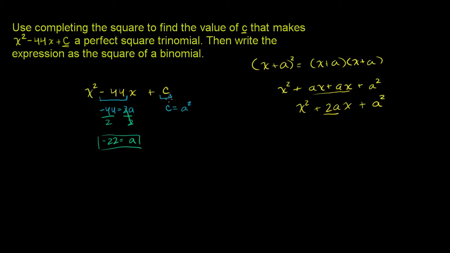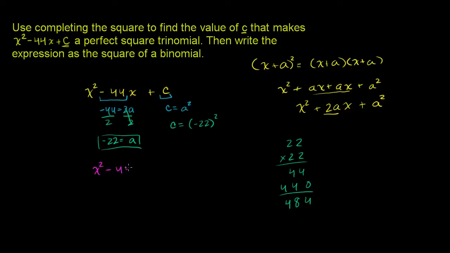Now, if that's a, what does c need to be? Well, c needs to be a squared in order for this to be a perfect square. So c needs to equal negative 22 squared. And we could figure out what that is. 22 times 22, we could put the negative later. Actually, it's going to be the same thing because a negative times a negative is a positive. 2 times 22 is 44. Put a 0. 2 times 22 is 44. Get a 4, get an 8, get a 4. So it's 484.